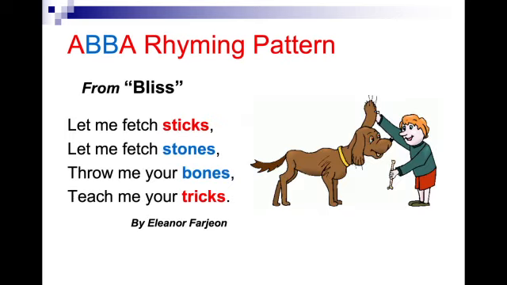Next is the ABBA rhyming pattern from Bliss by Eleanor Farjeon. Let me fetch sticks, let me fetch stones. Throw me your bones, teach me your tricks. So lines 1 and 4 have a rhyme at the end, sticks and tricks. And for the B pattern, stones and bones in lines 2 and 3 rhyme.